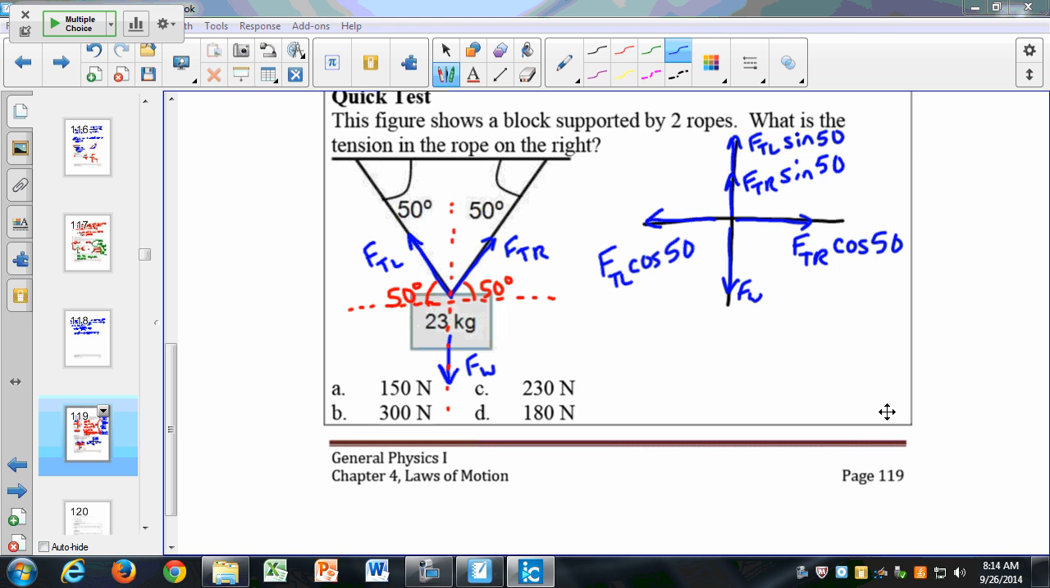Majority of you won. So once I get to this point, I say the sum of the forces in the x direction equals FTR cosine of 50 minus FTL cosine of 50, and that's equal to MAX. Now AX is equal to what? We already said this, but what is the acceleration? It's 0. This is called a statics problem.